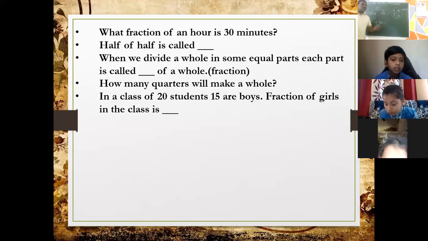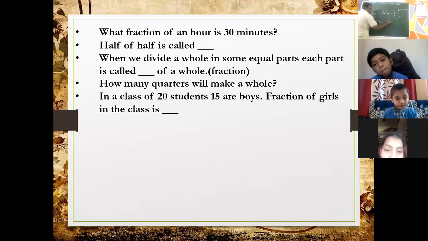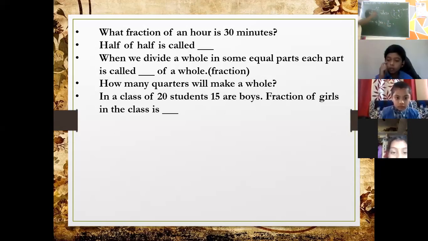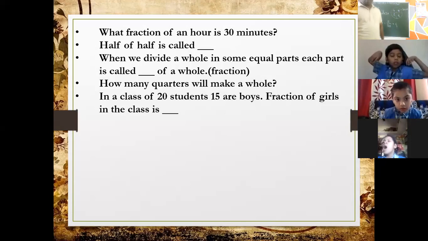Next one, in a class of 20 students, 15 are boys. Out of 20, if 15 are boys, the rest 5 are girls. So he's asking what is the fraction of girls? So 5 girls out of 20. 5 fours are 20. That means 1/4, a quarter. Simple division.